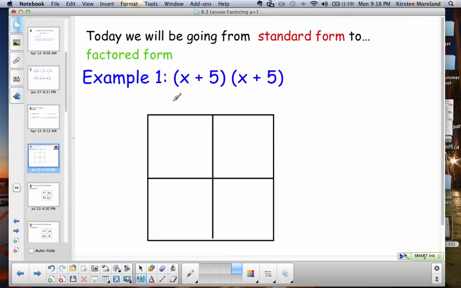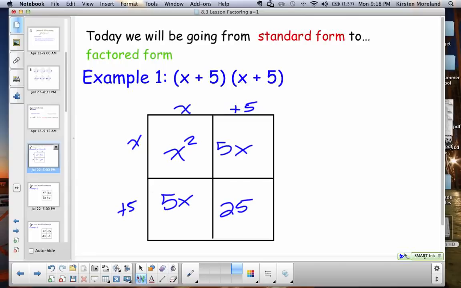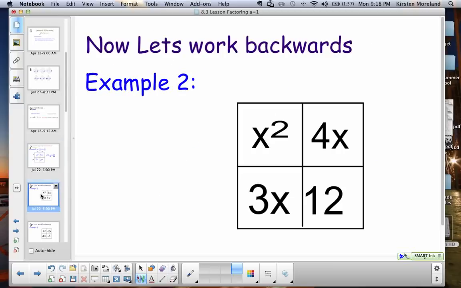So I want to start with a review problem. Pause the video and make your box and multiply this out. So your answer should be x squared plus 10x plus 25. I want you to notice that 5 plus 5 is 10, that's my middle, and 5 times 5 is 25, and that's my ending term. See if you can pick up that pattern on the next couple.